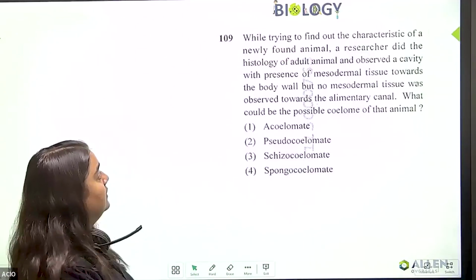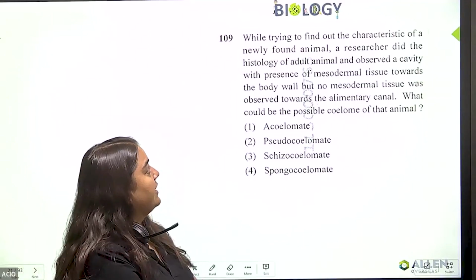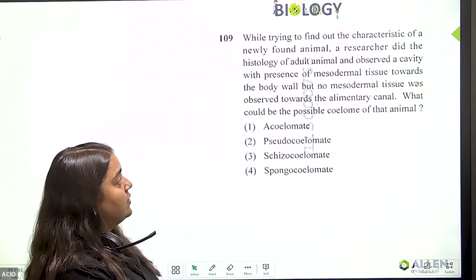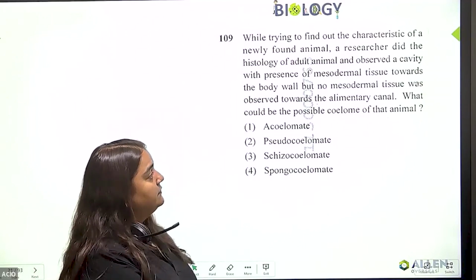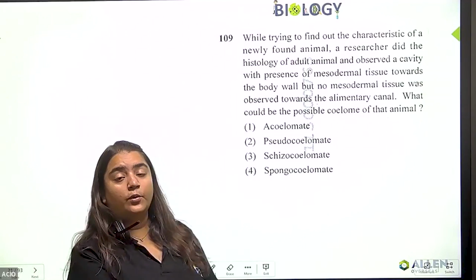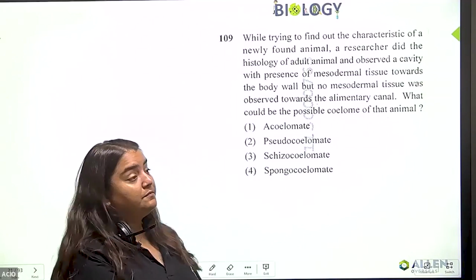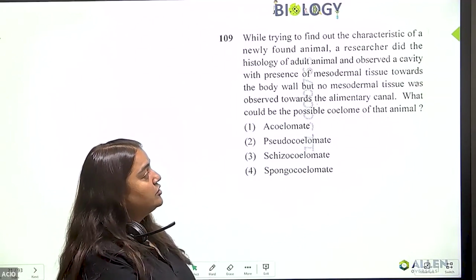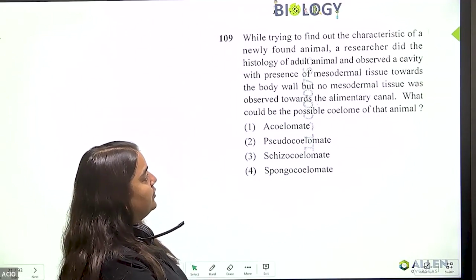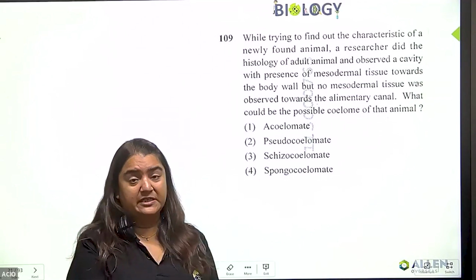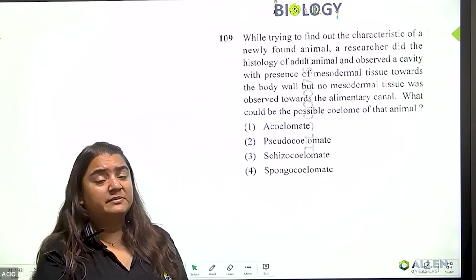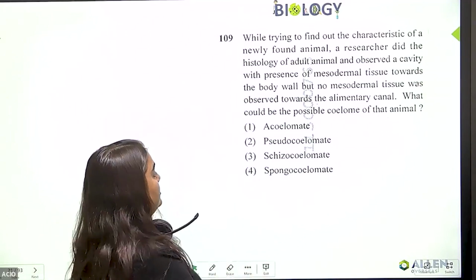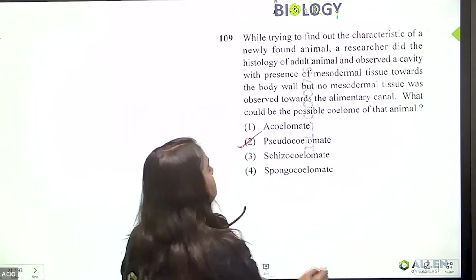Next. Okay, while trying to find out the characteristic of a newly found animal, a researcher did the histology of the adult animal and observed a cavity with presence of mesodermal tissue towards the body wall, but no mesodermal tissue was observed at the region near the alimentary canal. That means mesoderm is present in the form of pouches.